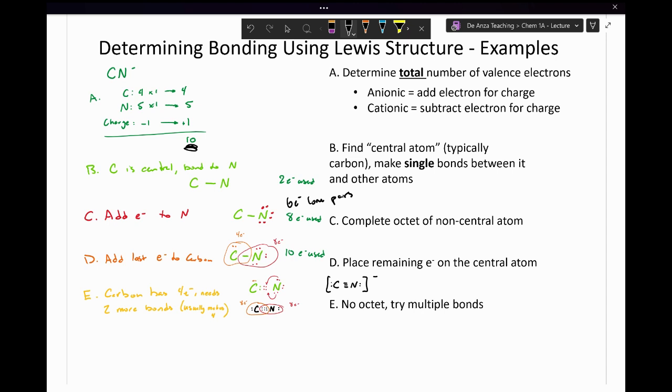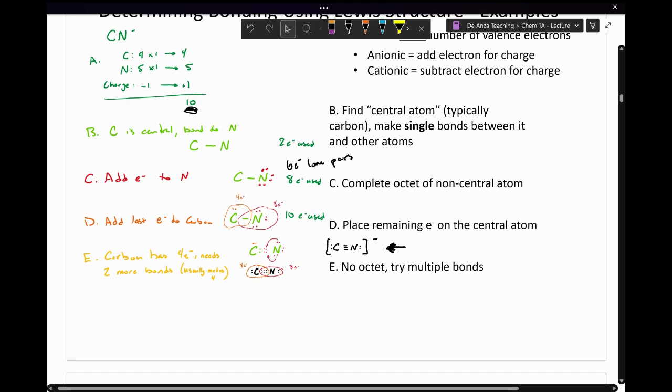And if we look at octets, carbon only has 4, nitrogen has 8. So nitrogen is going to give up 2 sets of lone pairs in order for carbon to get 8 electrons. And that gives us this structure for cyanide right here, where we have a carbon triple bound to a nitrogen. And we have that negative charge outside denoting that the whole molecule has this negative charge.